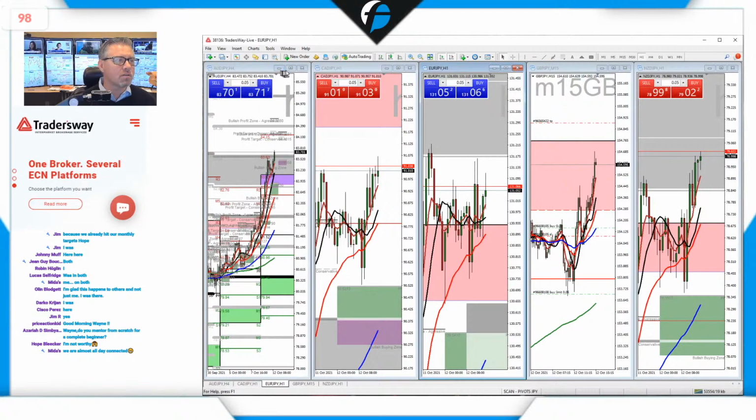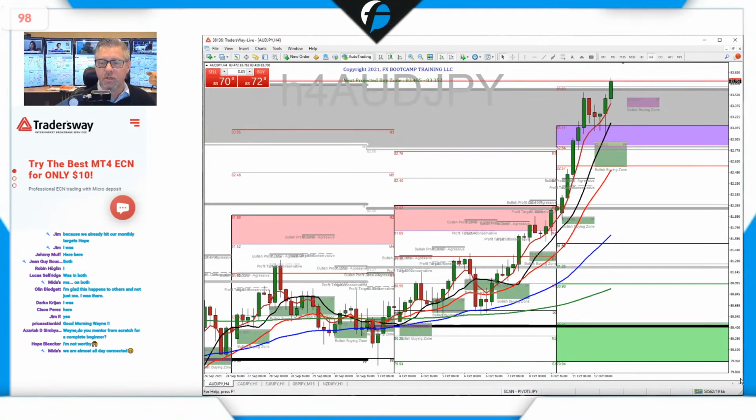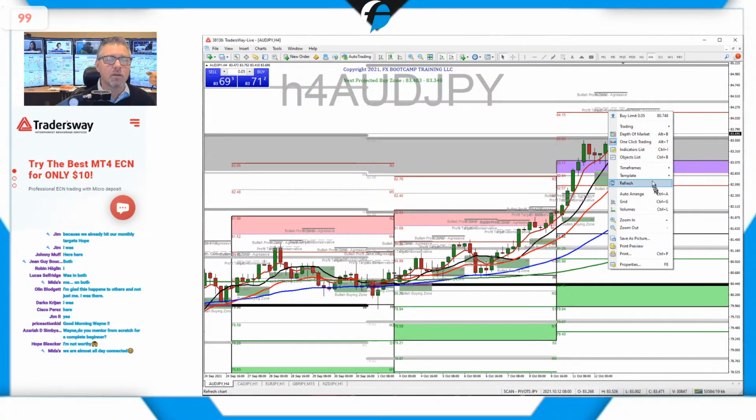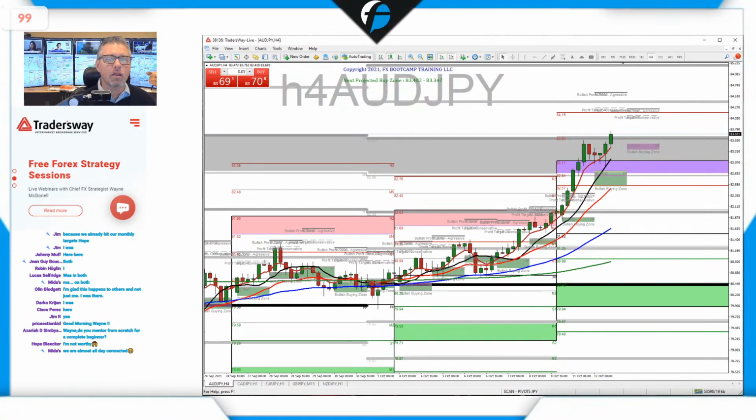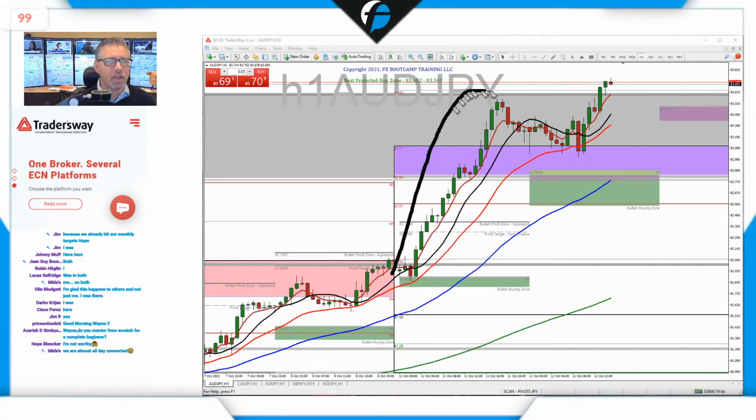The other one I chuckled about, I guess it was Aussie dollar, not Aussie yen. But anyways, let's go in here. Yeah, we're almost connected all day. Pretty much. All right, so I guess I don't need to break this one apart. Okay, let's just go into a smaller time frame. And here's the Asia fade.